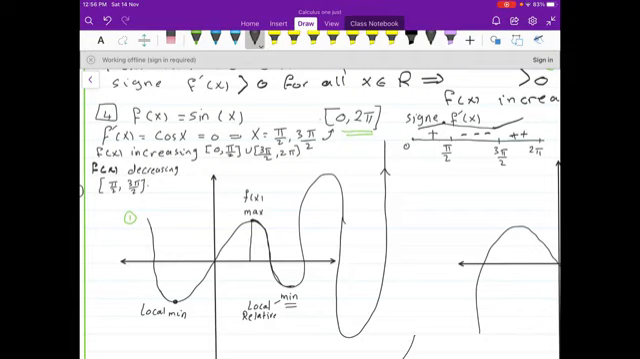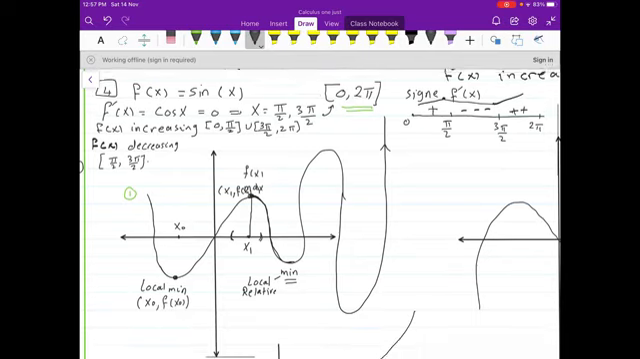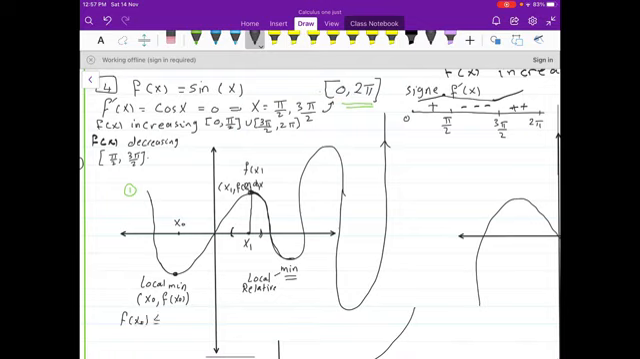Now, this value x1: if x1 is the largest value in some open interval containing x1, this is the largest value within some open interval containing x1. This point x naught, f(x naught): obviously f(x naught) is less than or equal to f(x) for all x in some open interval containing x naught. This is the smallest one within a certain interval containing x naught.